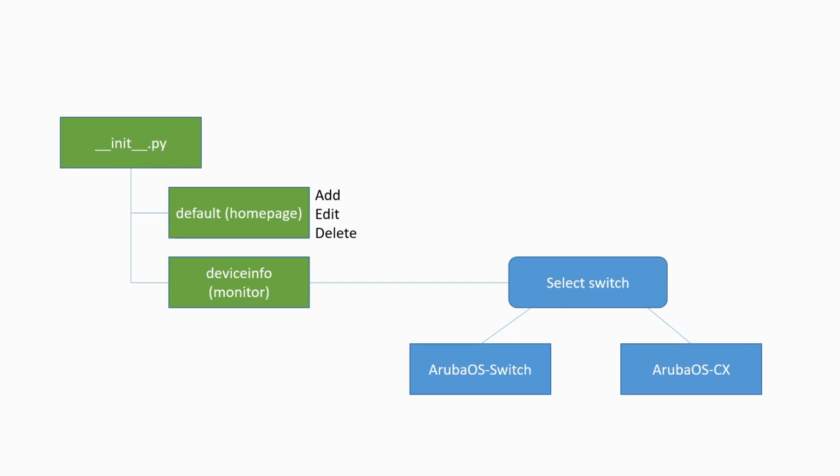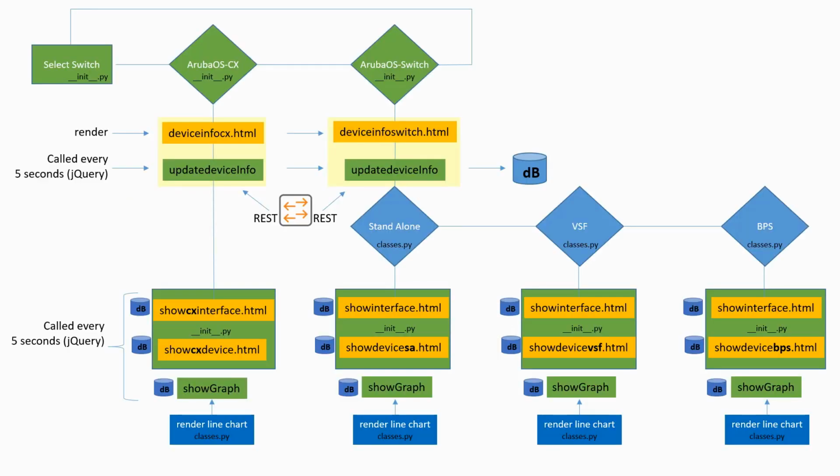Once that device is selected, the app will determine whether it is an arubaos-cx switch or an arubaos-switch device. The way that this app is built also allows you to add other devices that support REST APIs. Once the device is selected, the page will obtain information that is stored in a database and then dynamically update the page every 5 seconds. Now let me show you the next slide and explain how the dynamic updates take place.